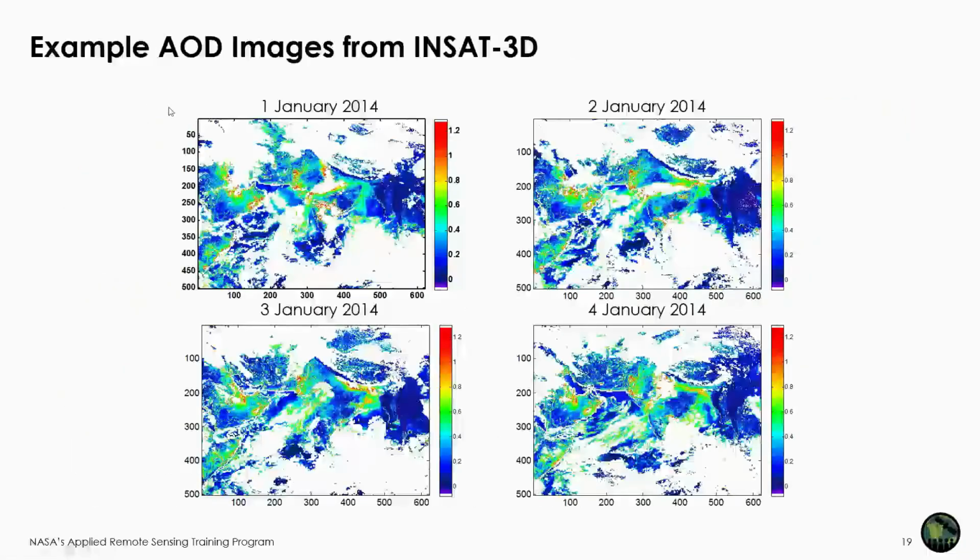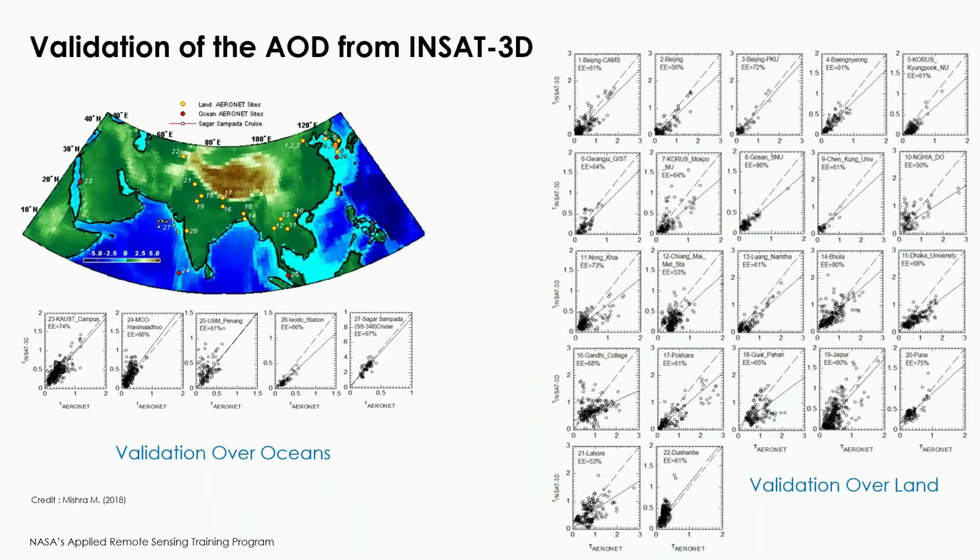Now, using the algorithm which has been developed here in India by my colleagues, and I was also part of it, we are now able to generate regular images. So these are sample images from 1st January, 2nd January 2014, 3rd January 2014, 4th January. So every day you can generate, and then every half an hour you can generate this type of pictures.